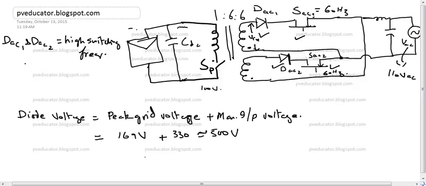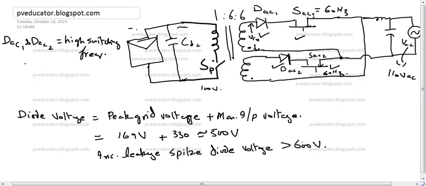So if we include the leakage spike, because the leakage will also have an effect on our secondary switches, then including the leakage spike and safety factor, the diode voltage should be greater than 600 volt. And the same actually stands for the SAC1.